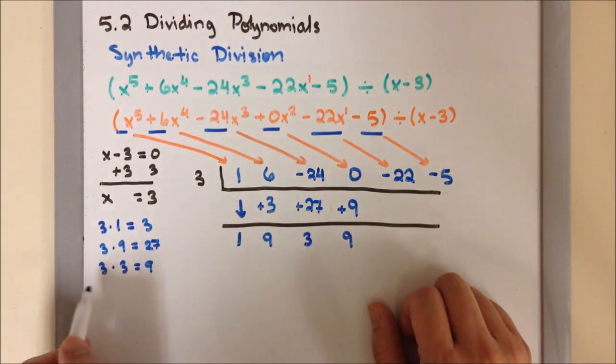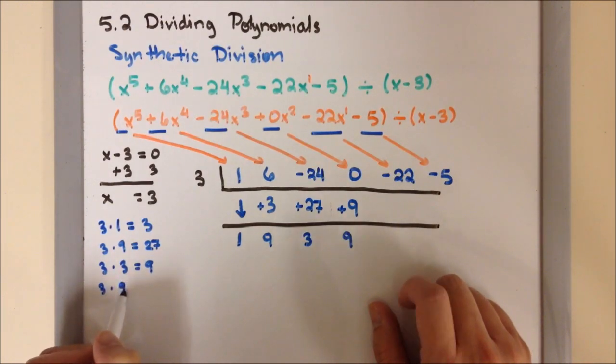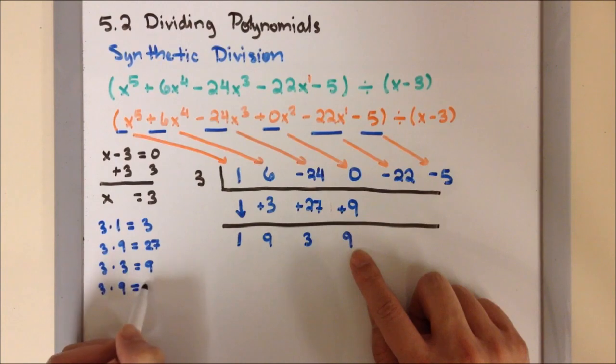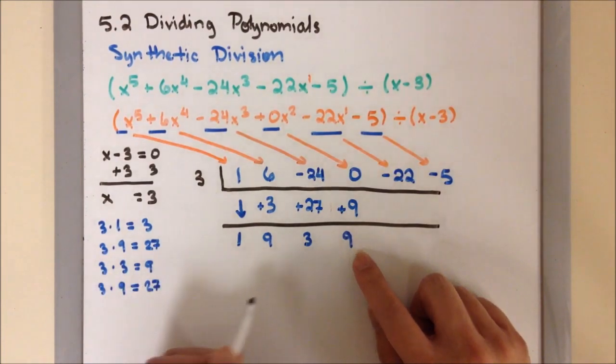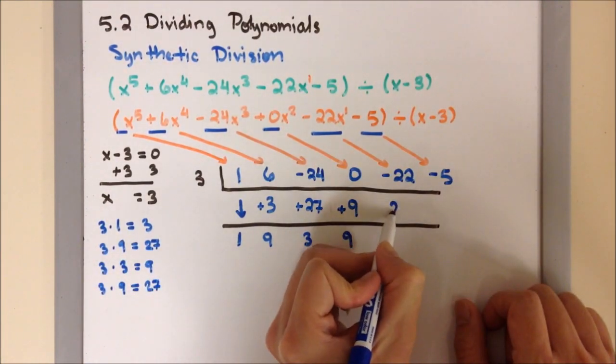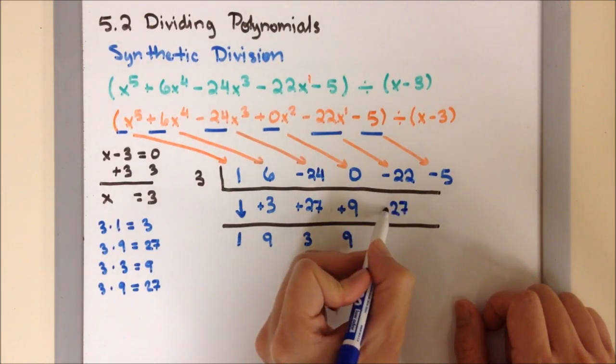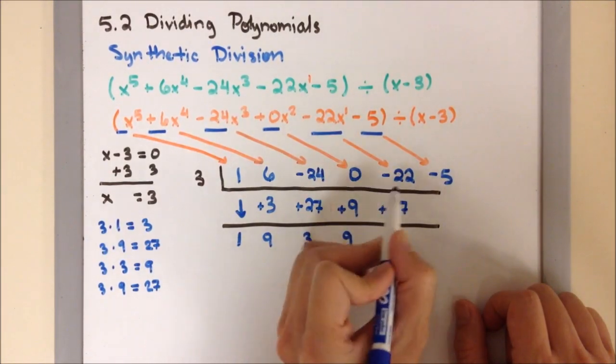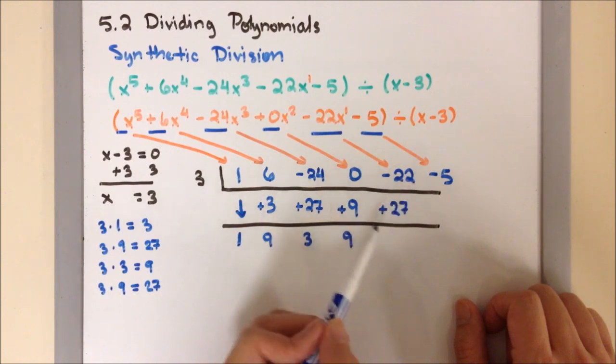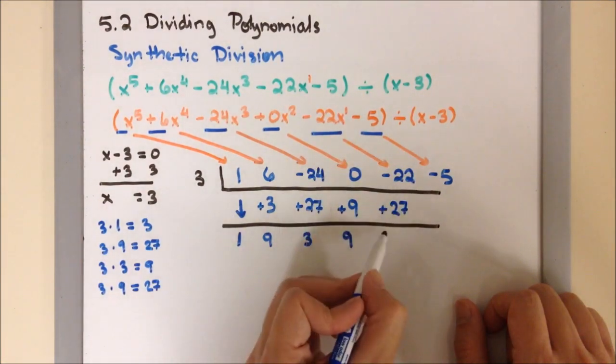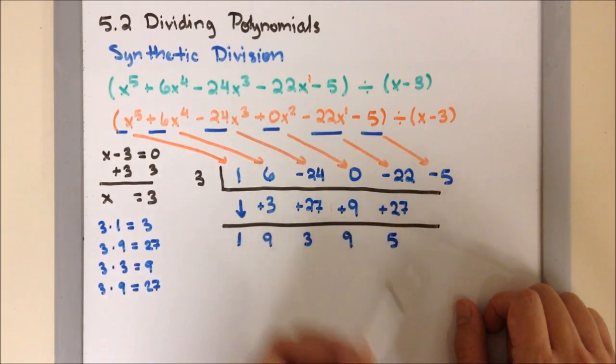And then repeat the process. So 3 times 9, this 9 right here, is 27. So I'm going to put this 27 over here. Since it's positive, I'm going to write a plus on that 27. So we have negative 22 plus 27, which will be 5.